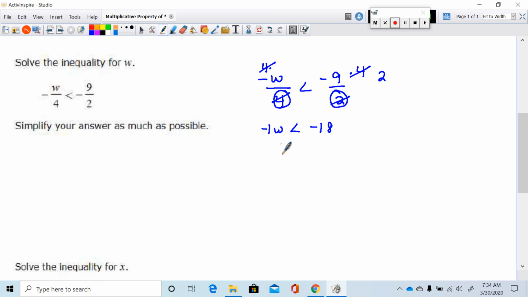My W is still not by itself. I have to divide by negative 1. But with inequalities, when you multiply or divide by a negative, you have to flip the inequality. Top cancels with bottom. So it's not going to be a less than answer. It's going to be a greater than answer. Now over here, the negatives cancel because you have one top and one bottom. And 18 divided by 1 is 18.